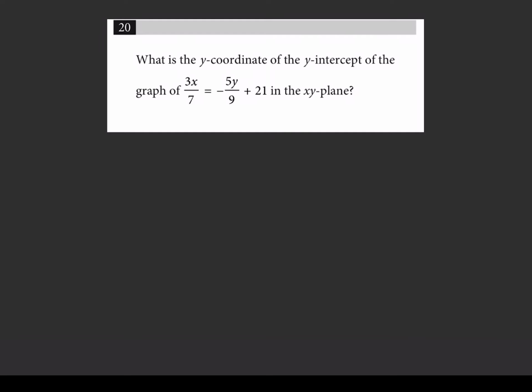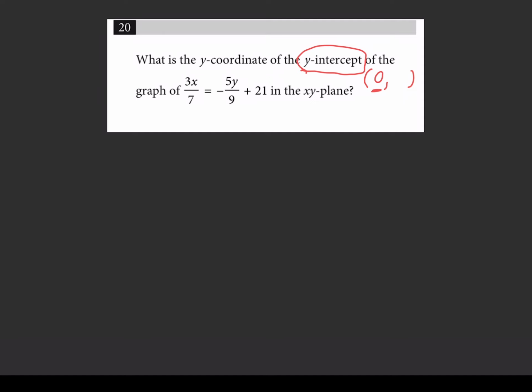Okay, so as soon as you see that they say the y-coordinate of, and they say the y-intercept, what do you think when you have a y-intercept? You've got to remember that the x-coordinate is going to be 0. Whatever the y-intercept is, the x-coordinate has to be 0. So let's go ahead and do that in this equation they give us.